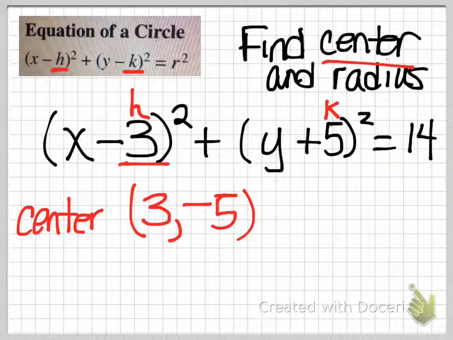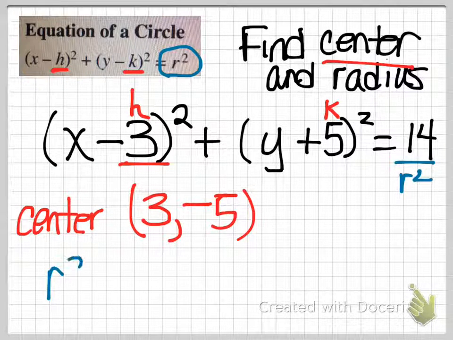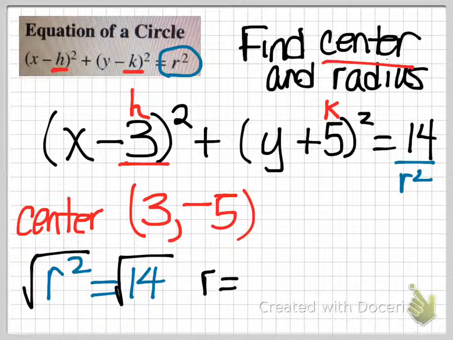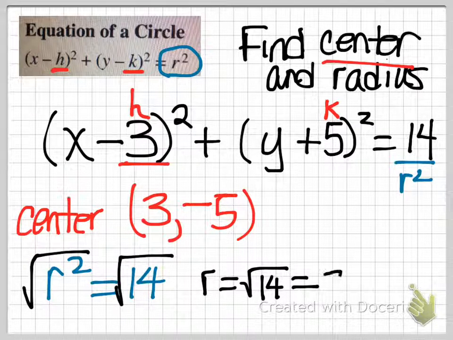Then they want us to find the radius. Well, in the equation, it says the equation is equal to r squared. So r squared would be equal to 14. So if we write r squared equals 14, to eliminate the square, we're going to need to take the square root. So we'll take the square root of both sides. So my radius is going to be equal to the square root of 14, which we could simplify to somewhere around 3.5. So the radius of this circle would be about 3.5.